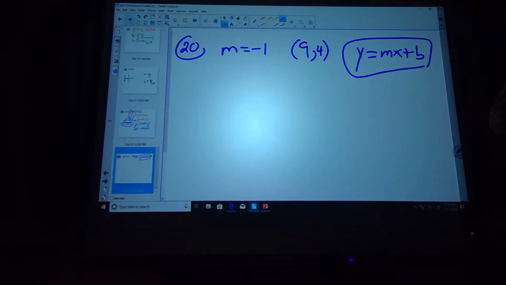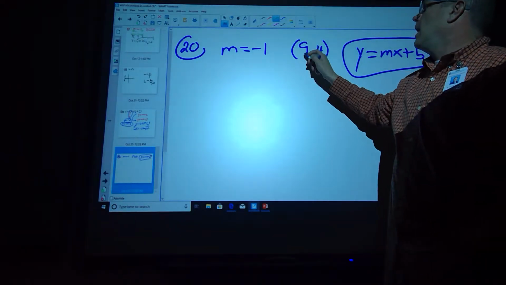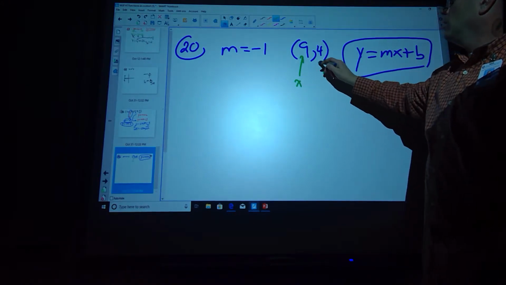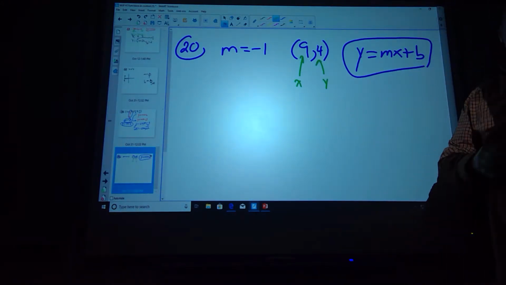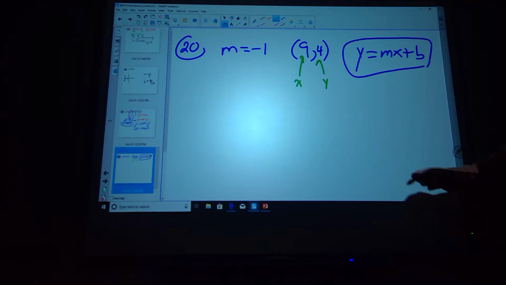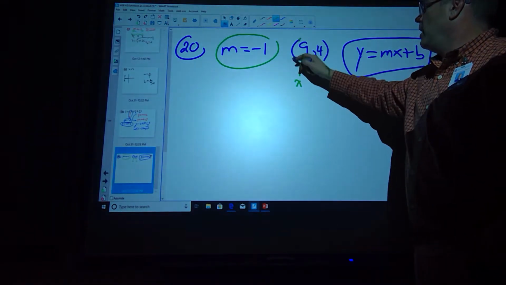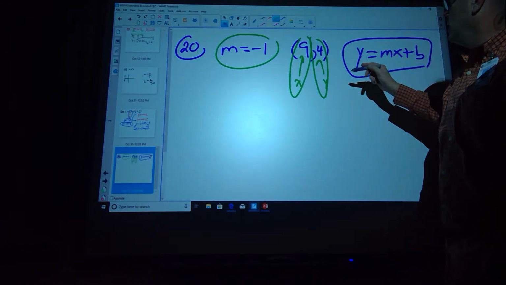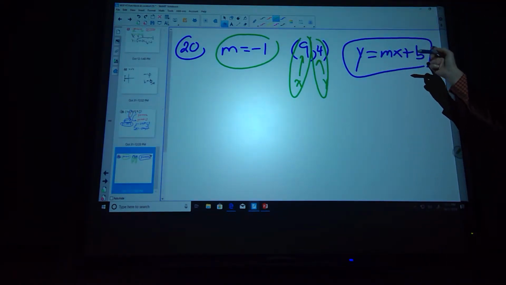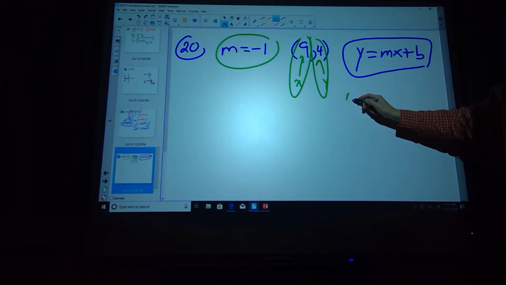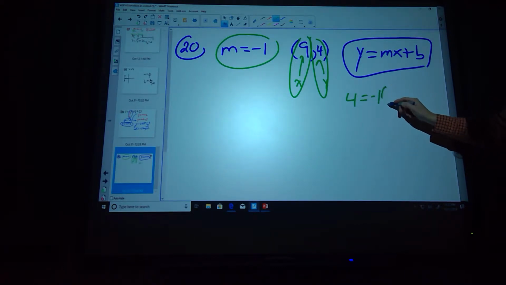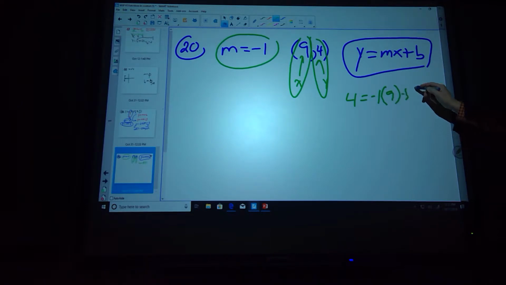So things that I know so far is I know m is equal to negative 1. 9 comma 4 is a point. 9 comma 4 has an x and a y value. 9 is your x value. 4 is your y value. Agree? So let's plug all of that information in. So I know m is this. I know I have x is equal to that. Y is equal to that. So the only thing I'm missing from that is b, right? So I'm going to go 4 is equal to negative 1 times 9 plus b.